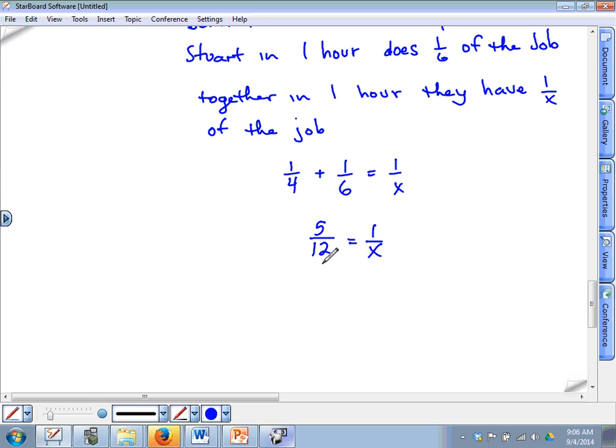Have you ever heard of proportions? Raise your hand if you've heard of proportions. All a proportion is, is 2 equal fractions. 5/12 equals 1 over x. That's a proportion. When you solve a proportion, you cross multiply. So you're going to get 5x equals 12.